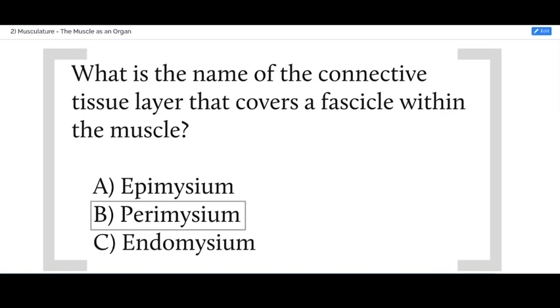The perimysium is the layer of connective tissue that surrounds a fascicle. Epimysium covers the outside of the whole muscle. Endomysium goes around a single muscle fiber. So in between those is the perimysium.